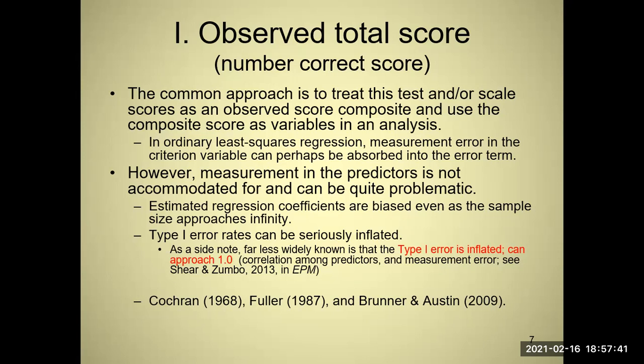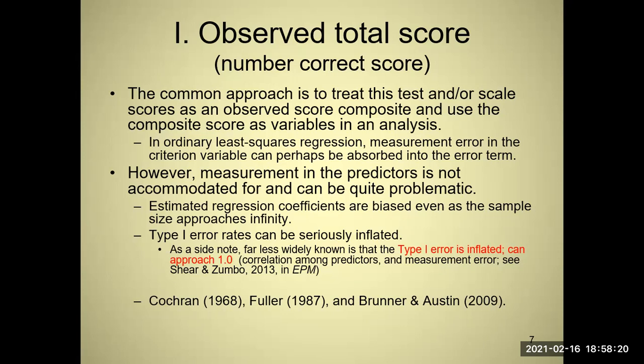However, measurement error in the predictors is not accommodated for, which can be quite problematic. In fact, estimated regression coefficients are biased even as the sample size approaches infinity. These are results that can be found in the math stat literature, using Cochran, Fuller, Brunner, and Austin in 2009, and others. So these estimated regression coefficients are biased even as the sample size approaches infinity. Also, if you're using confidence intervals, or you're looking at a test of hypotheses of the parameters, the type 1 error rates can be seriously inflated.